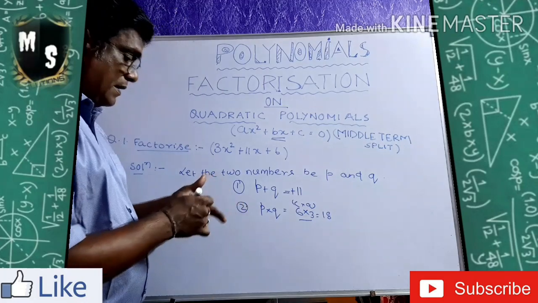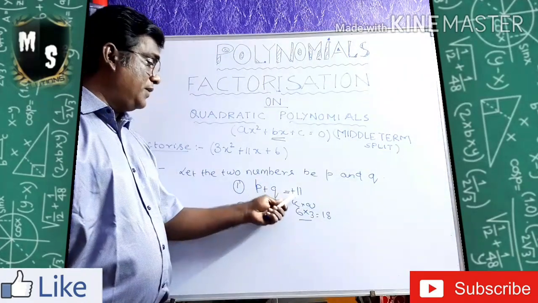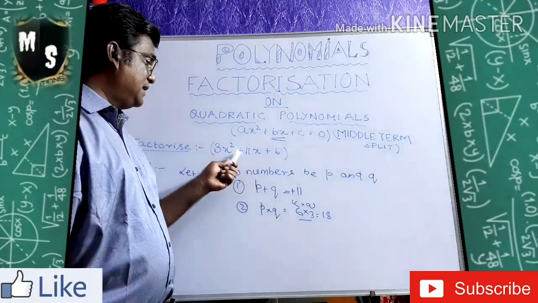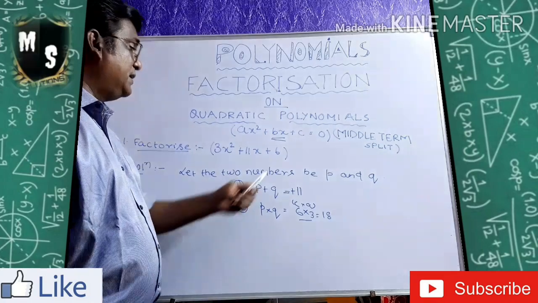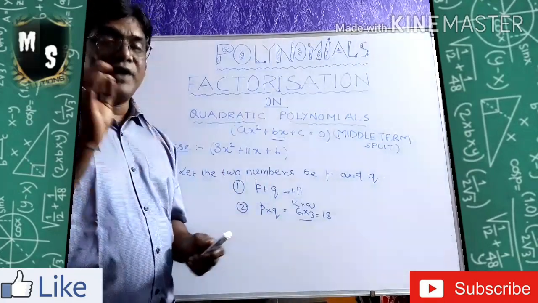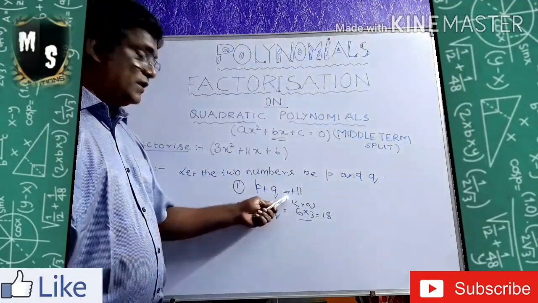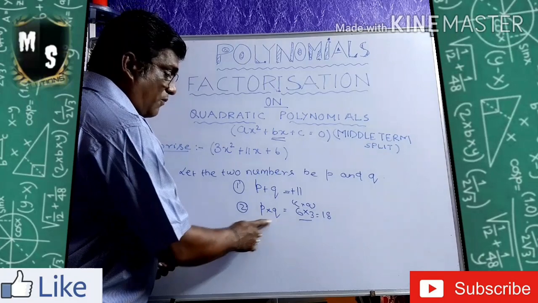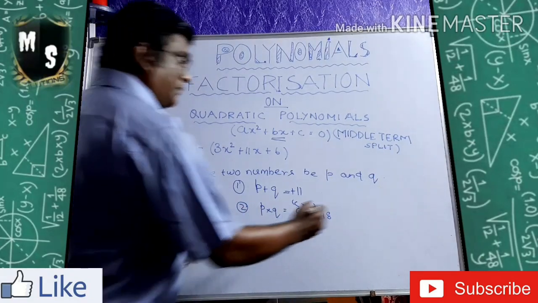So when I add these two numbers, I get my middle term, called b. b is 11 here. And when I multiply these two numbers, we get 6 into 3, that is 18. So we have to take the factors of p into q, not this one. We are going to take the factors of 18.